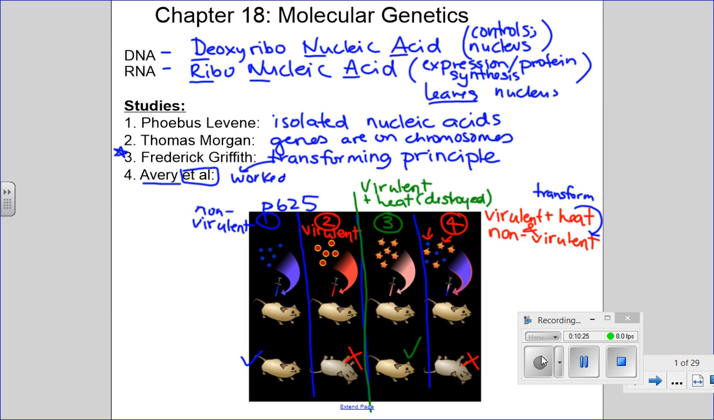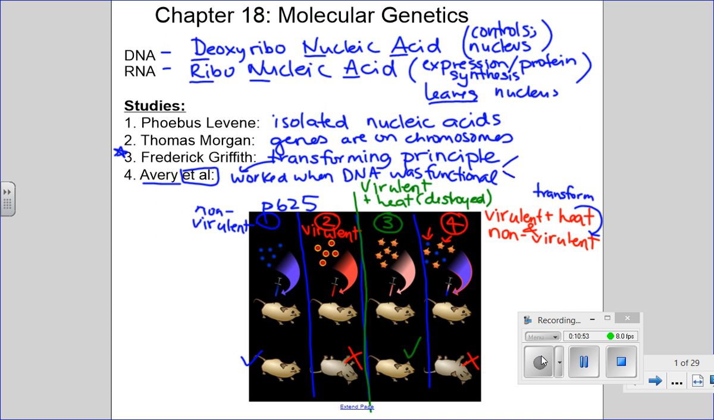So Avery and his colleagues figured out that the transforming principle that Frederick Griffith had spoke of worked only when DNA was functional. So Frederick Griffith maybe didn't know that DNA was the molecule that was making this work, but Avery et al. figured out that this transforming principle only worked if DNA was functional.